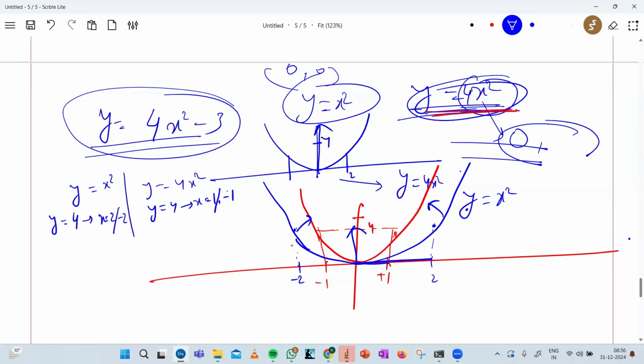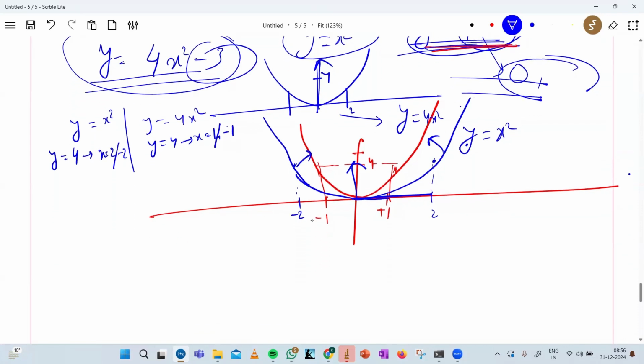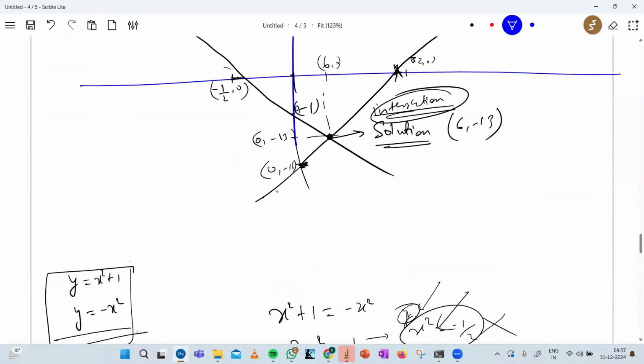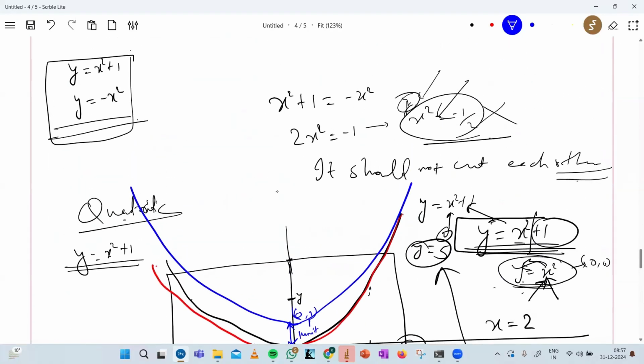Now what will happen? Now you have to do the minus 3 part. So you go down by 3. Very good. So now just take it minus 3 here. That much. And this is your y equal to 4x square minus 3. Now we are supposed to see this entire thing.